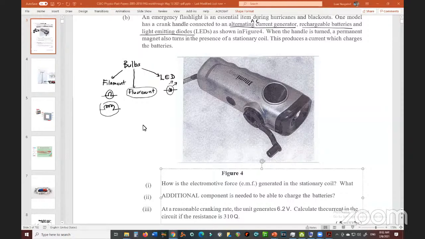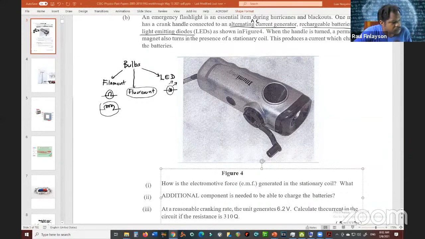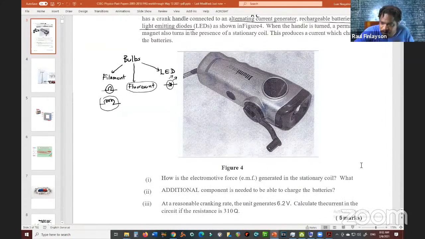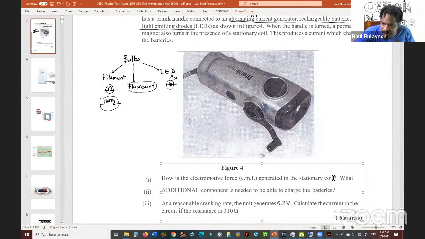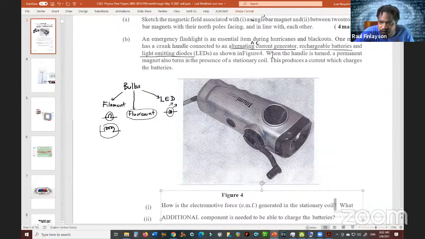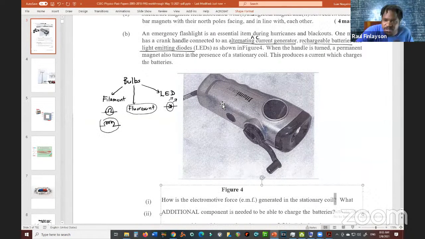All right. Let me explain, as I just did a while ago, the answer. How is the voltage generated in the stationary coil? The question already tells you the answer. It says here, when the handle is turned, the magnet also turns in the presence of the coil. This produces current. So all you're going to do is write the key word here.